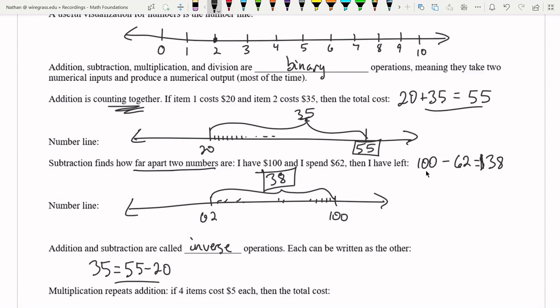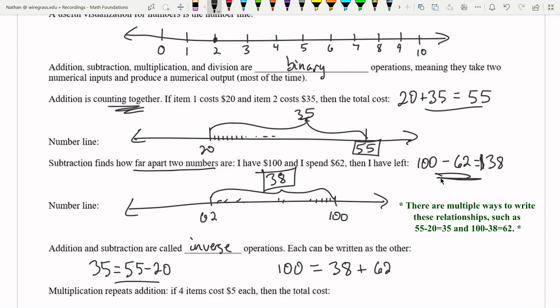The same thing for this one, right? We have 100 minus 62 equals 38. I can rewrite this as 100 equals 38 plus 62. It's kind of the same thing as this equation here. I'm using the same numbers. I'm just using addition instead of subtraction to show that relationship.